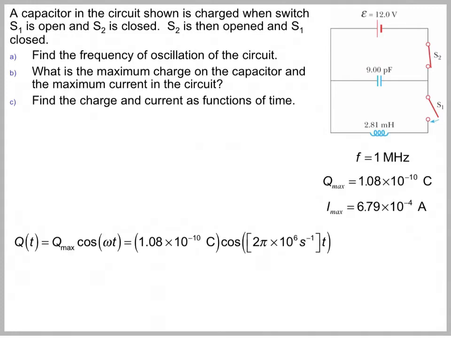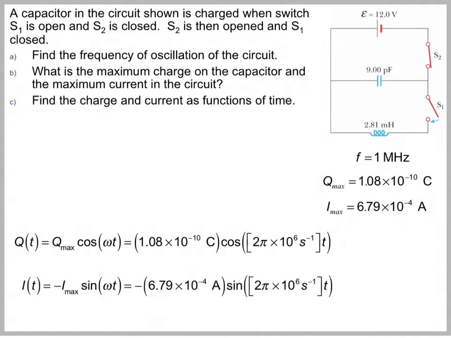Now, given these, we can find our charge as a function of time. The charge goes as cosine omega t, so it's just our maximum charge, 1.08 times 10 to the minus 10 coulombs, times cosine 2 pi times 10 to the 6 hertz, times time. And then I as a function of time is going to be minus I max sine omega t, which we know what all those are, and we can plug it in and get the functional form of both charge and current.